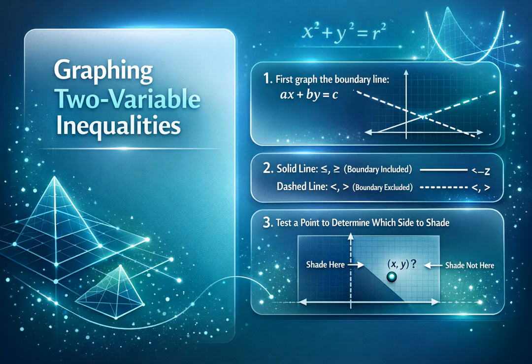To graph a two-variable inequality, first draw the boundary line. Use a solid line for less than or equal to or greater than or equal to, the boundary is included. Use a dashed line for strict inequalities, the boundary is excluded. Then test a point to determine which side to shade.